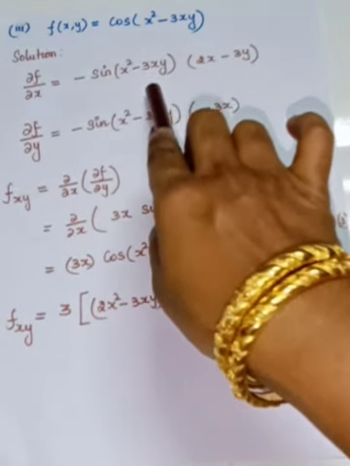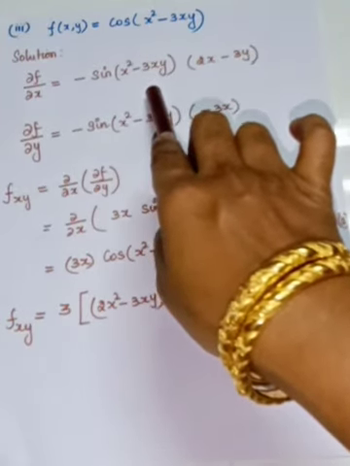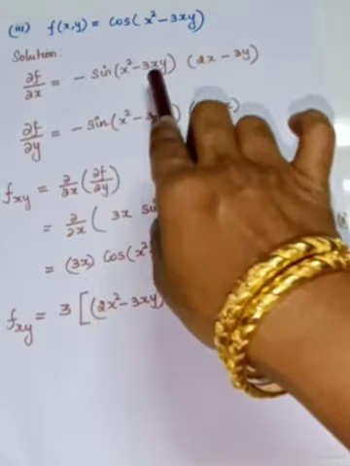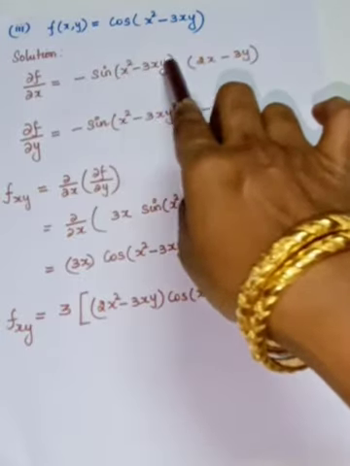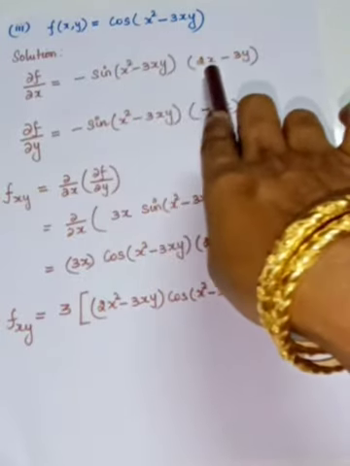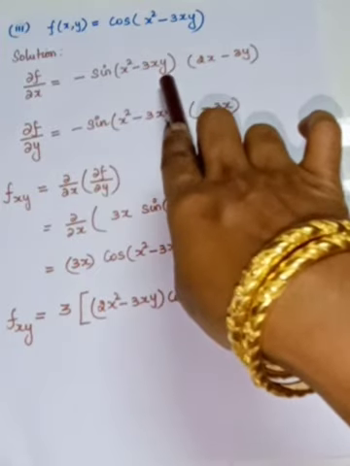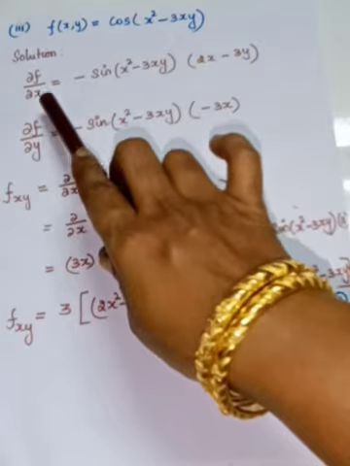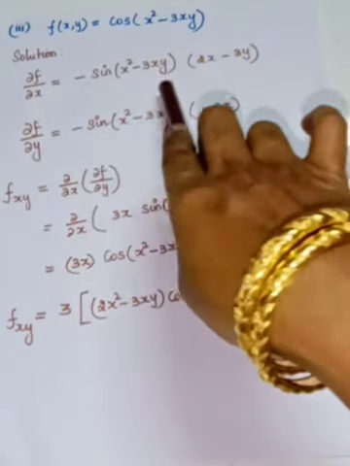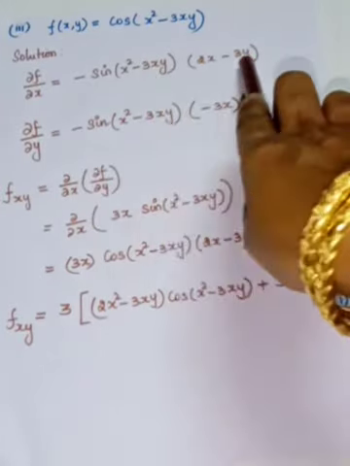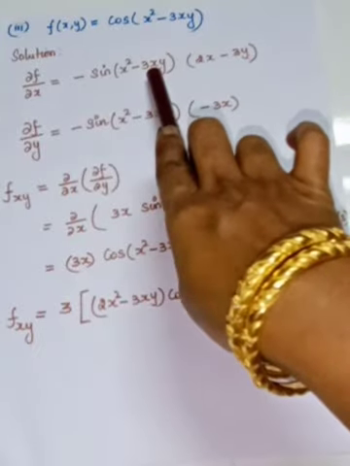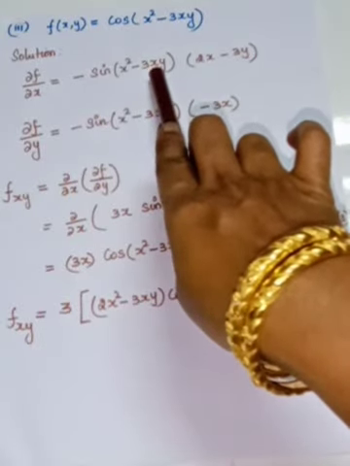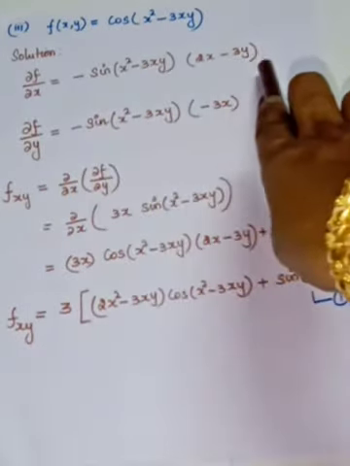According to the chain rule, this which is kept as x has to be differentiated, but here the differentiation has to be done partially with respect to x. So x squared differentiation is 2x. Coming to the next term, x and y are both involved, but we differentiate partially with respect to x, so the constant is minus 3y. What is remaining here is x, and the differentiation of x with respect to x is 1.